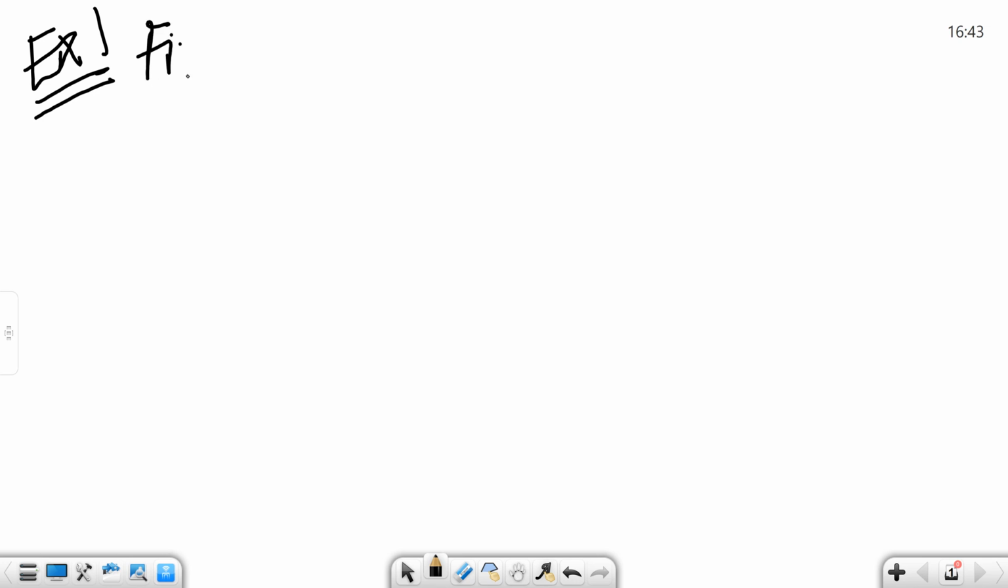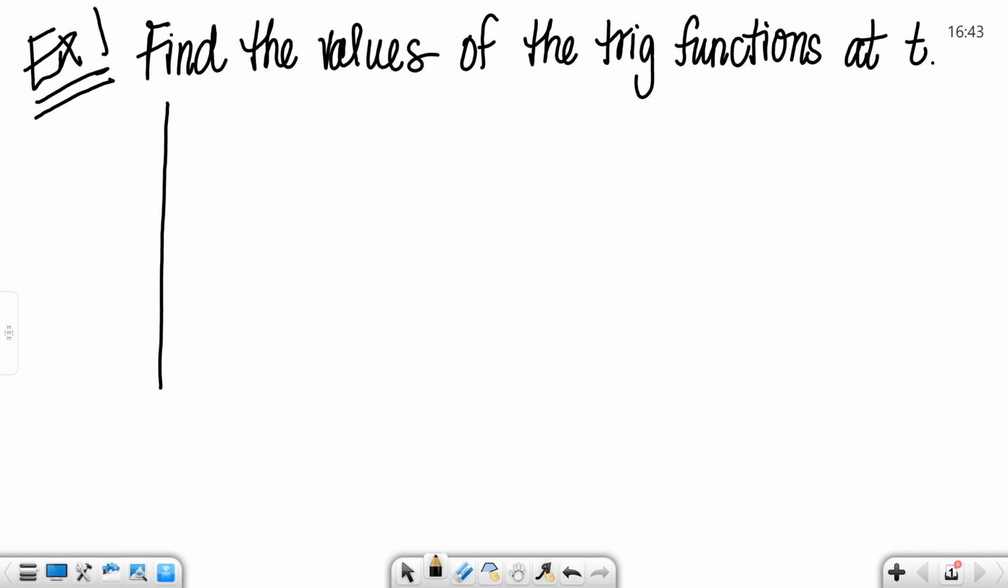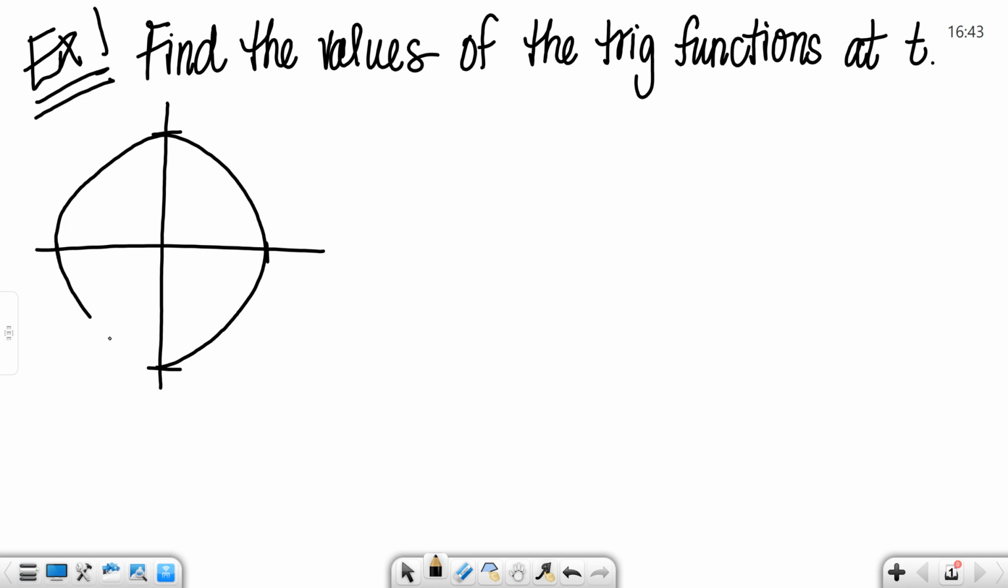All right, let's find the values of the trig functions at t. Now an old question would have said the trig functions at theta. Well, today we're using t. Now I'm going to give you a diagram. This is what you would be given. You'd be given some sort of diagram that looks like this. My math lab will have it already drawn and it will look way better than my hand-drawn one.